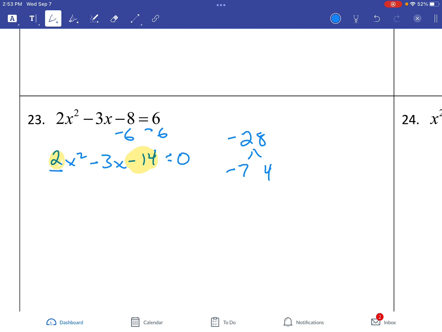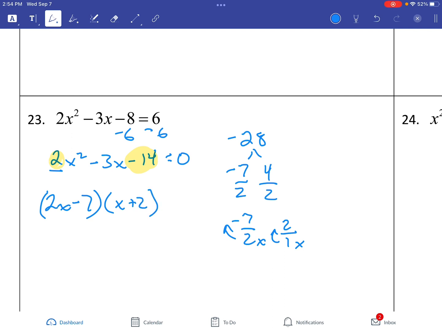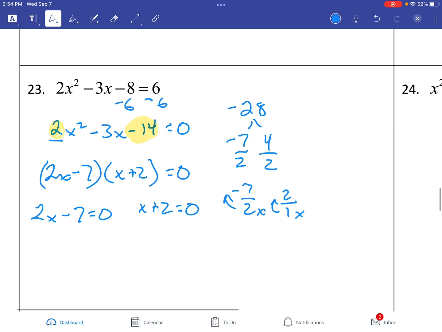Again, I take my first term, my 2, and make it my denominator. Negative 7 over 2 cannot be reduced, so I'm going to leave it alone. 4 over 2 becomes 2 over 1. Put down the x's, bring those terms up to the top. So I have 2x minus 7 and x plus 2 equal to 0. Take my factors and set them equal to 0, and solve for x. So I have x equals 7 over 2, and x equals negative 2.